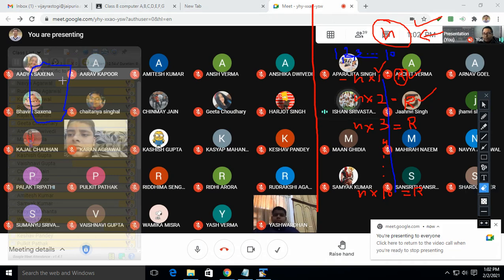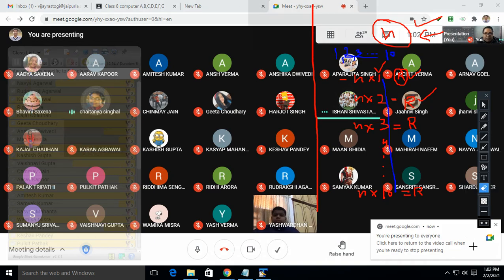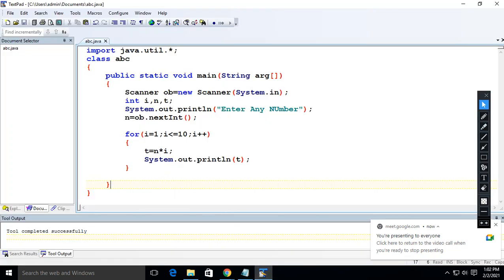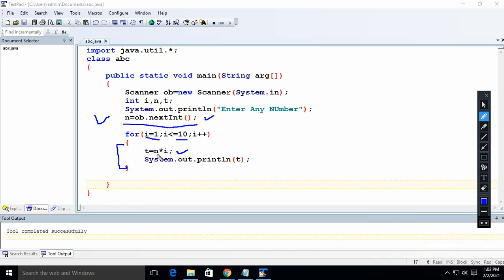Sir, I have joined late, so can you please explain what happened? Ishan Srivastav, right? Yes, sir. Now see, the last question was the table of a number. In that, first of all, we are inputting a number in n. After that, we are generating the loop from 1 to 10. Every time we are multiplying this number by the natural number and storing the result in t. And then we are printing t as a result.